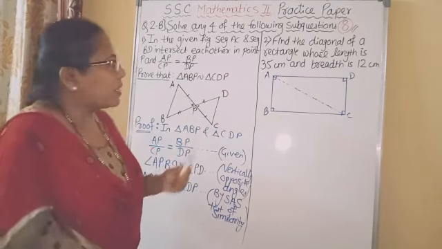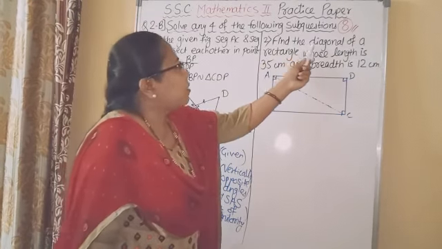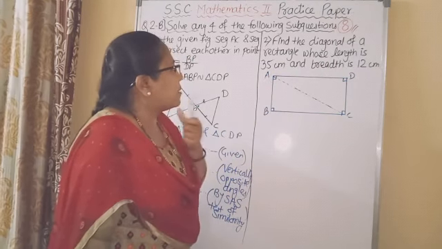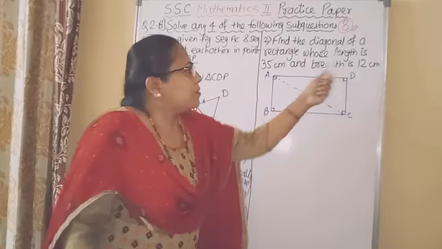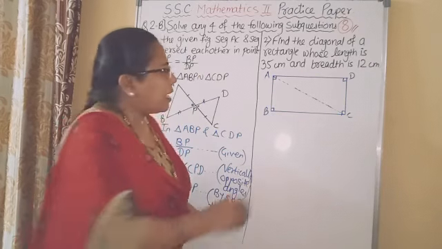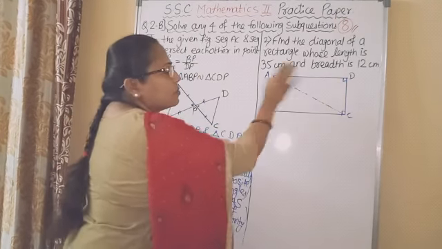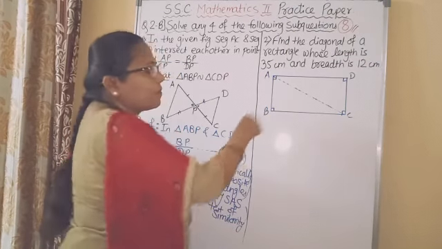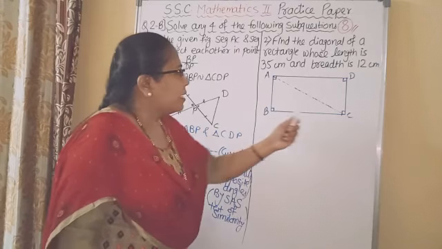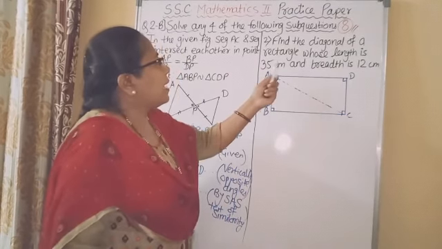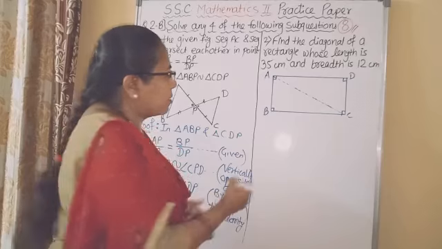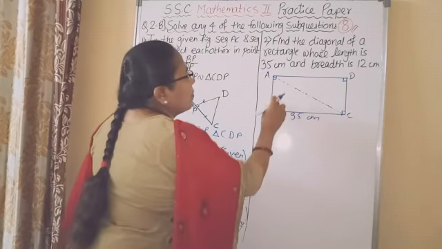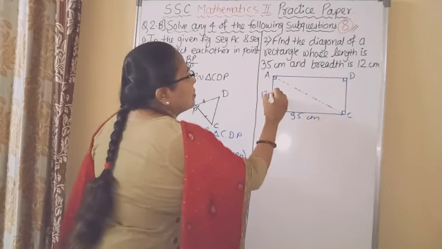Now next sub-question. Find the diagonal of a rectangle whose length is 35 cm and breadth is 12 cm. Okay, here I have drawn one figure of a rectangle. This is not given in the question. Only this much of the question is given. So I drew the figure of rectangle ABCD. And the length of this rectangle is 35 centimeter. So this BC is the length, which is 35 centimeter. And AB is the breadth, which is 12 centimeters.